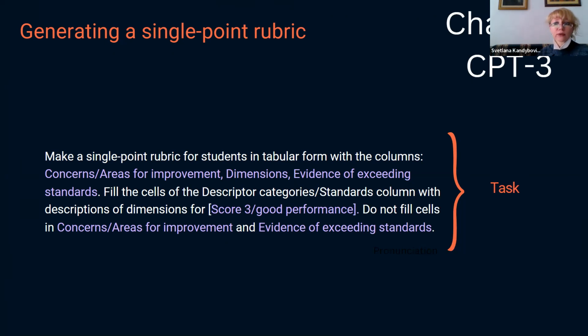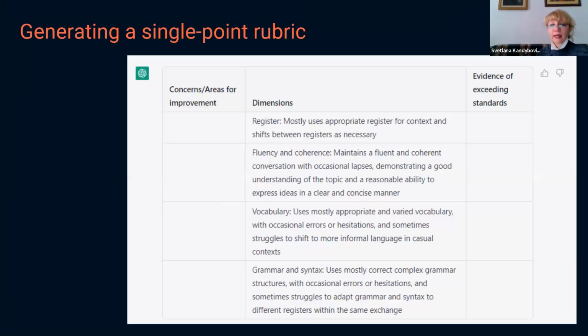If you generate all the types of rubrics in one chat with ChatGPT, then you don't have to specify it. You can just pick the score level that you need, and then ChatGPT will do the job and generate a single point rubric for you. So that's the rubric it generated for me based on that set of dimensions that I provided.